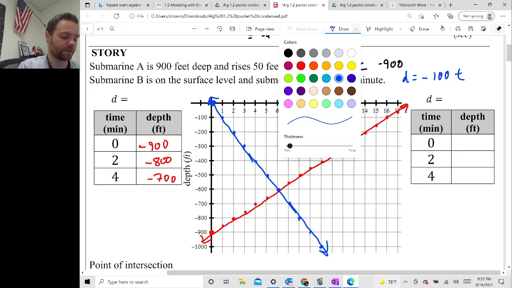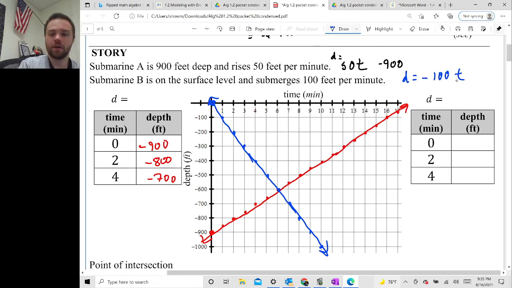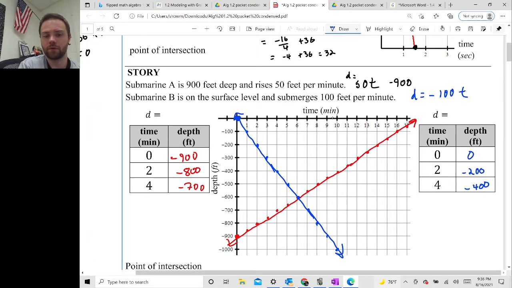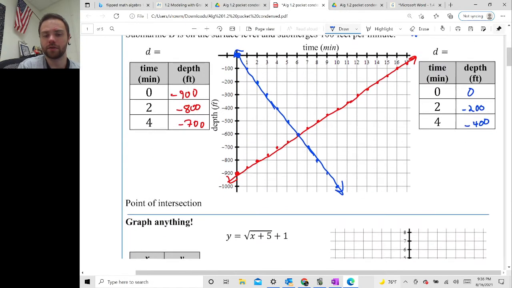So if I plug in 0, I get back 0. So 0 times negative 100 is 0. If I plug in 2, I get negative 200. So that submarine is down after 2 minutes. It's down 200. You can kind of see that from the graph. If I plug in 4, I get back negative 400. So after 4 minutes, it's down 400.